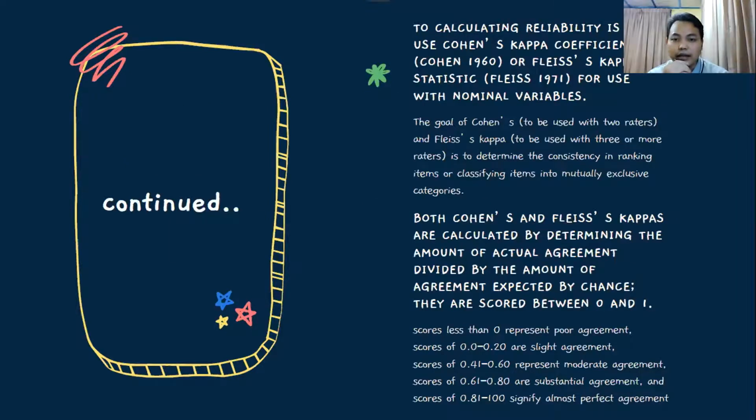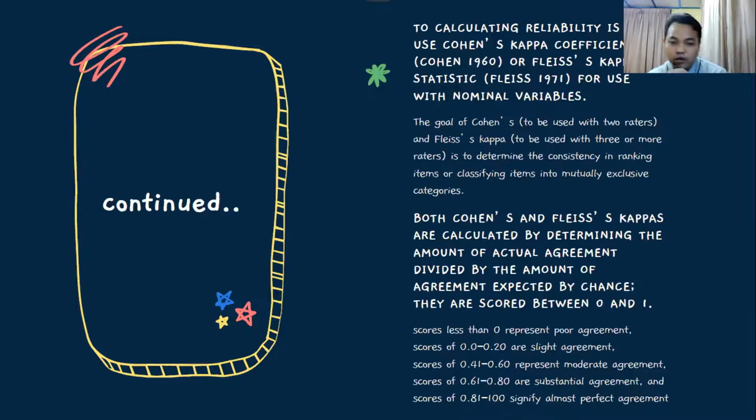The third way to calculate reliability is to use Cohen's kappa coefficient (Cohen, 1960), or Fleiss' kappa statistic (Fleiss, 1971), for use with nominal variables. Cohen's kappa is used with 2 raters and Fleiss' kappa with 3 or more raters. The goal is to determine the consistency in ranking items or classifying items into mutually exclusive categories. Both kappas are calculated by determining the amount of actual agreement divided by the amount of agreement expected by chance. They produce scores between 0 and 1.